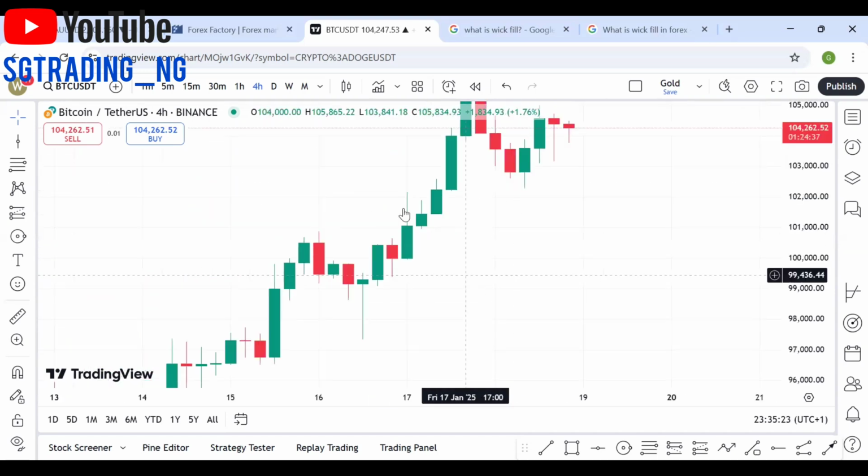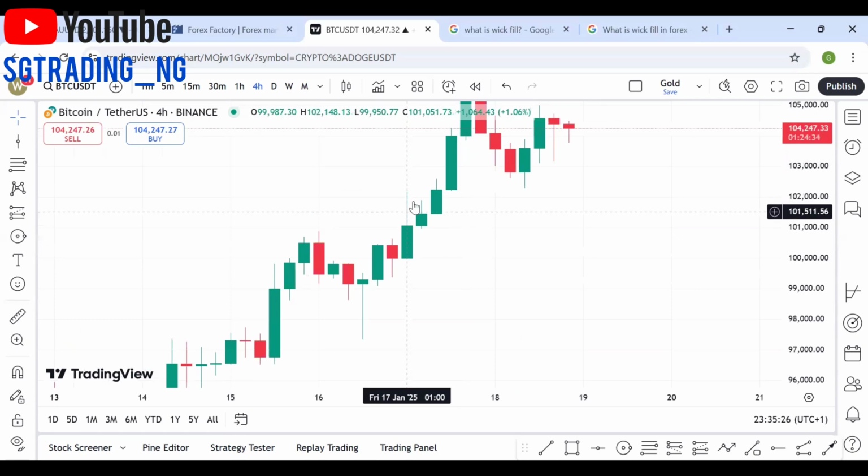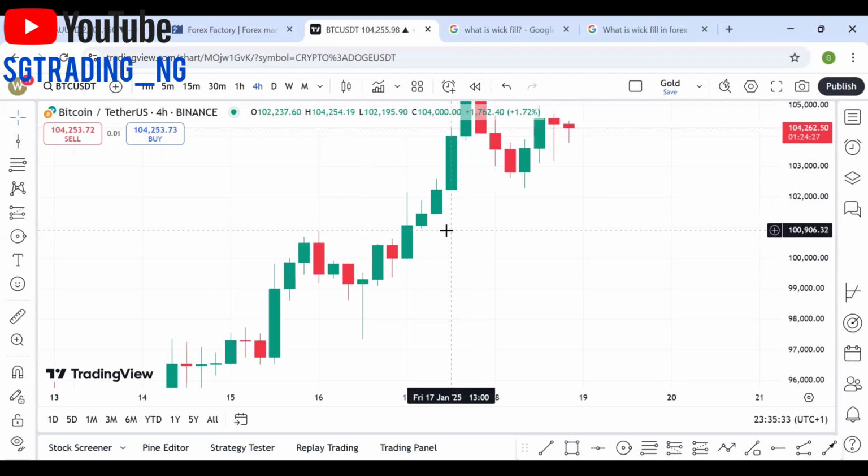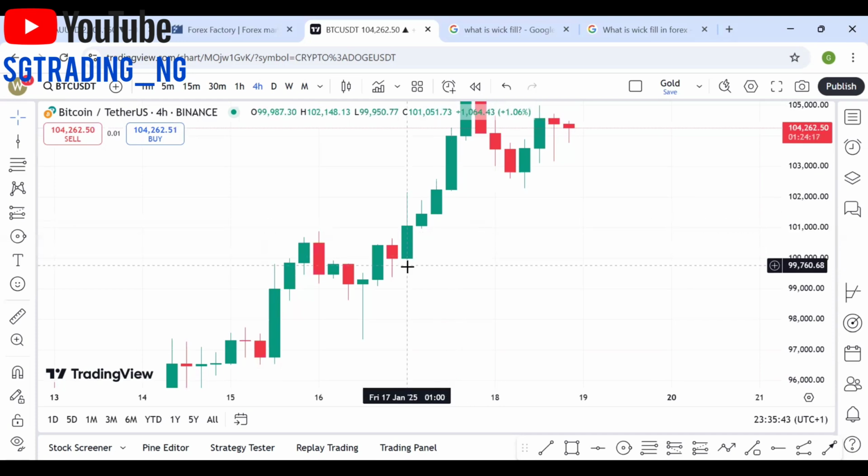So whenever you observe this kind of candle in a bullish market, all you have to do, like I said, is go to the lower time frame like the H1 and observe the market structure that is currently forming there. You can see this happened on Friday the 17th, and today is the 18th of January 2025.